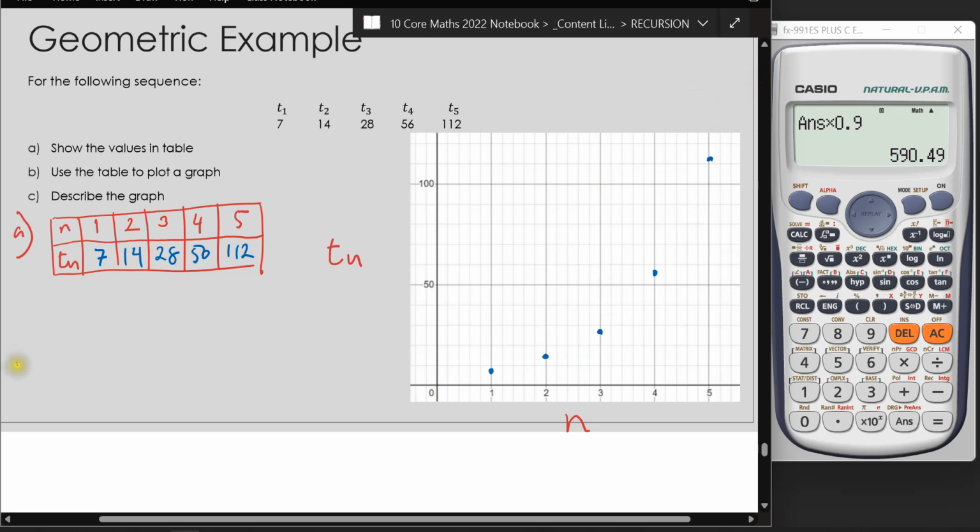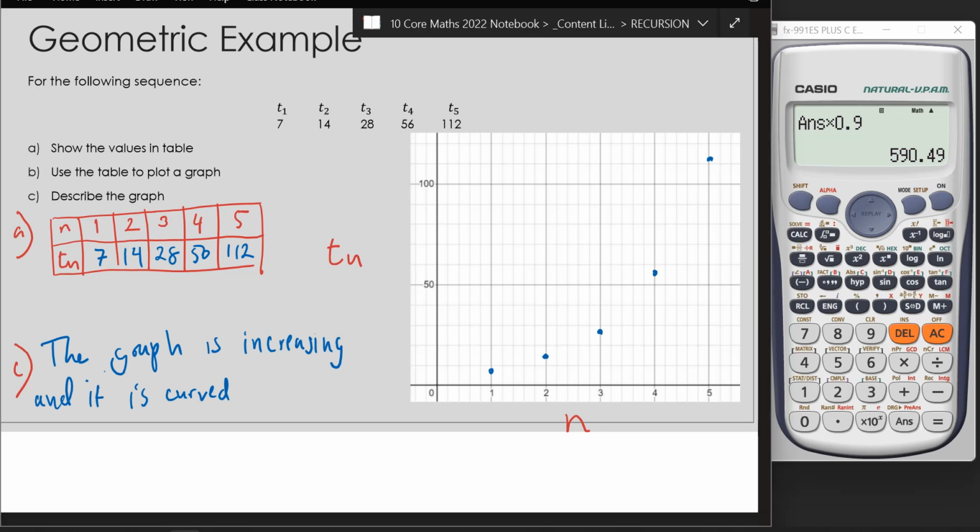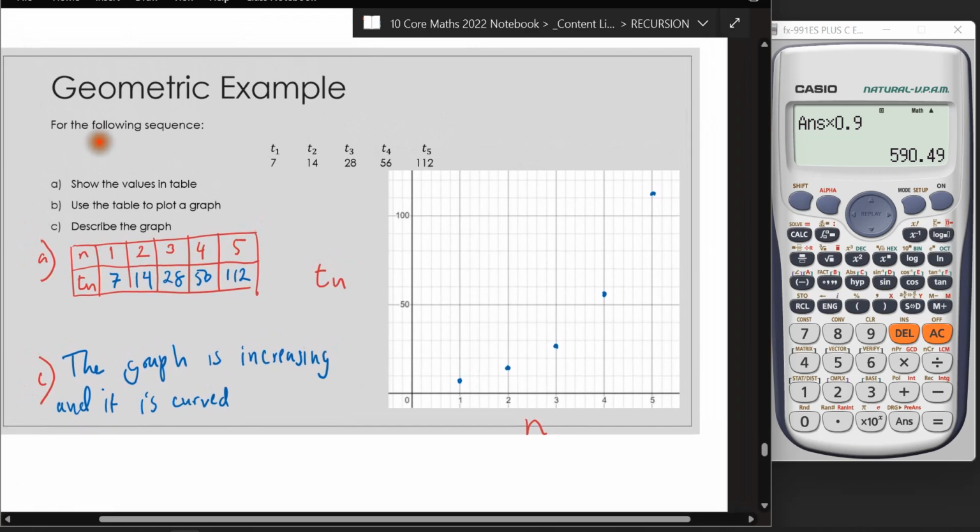Now for part C of this question, describe the graph. We can just say the graph is curving or increasing, and it is curved. Normally you don't really see a lot of these sort of questions, but you can say the graph is curving upwards, the graph is increasing, and it is curved, as long as you mention those terms when you do these questions.